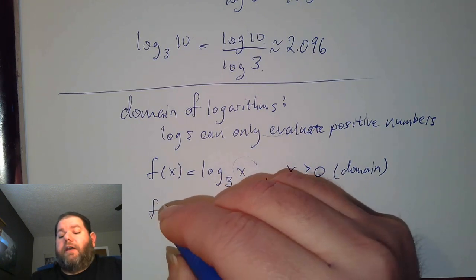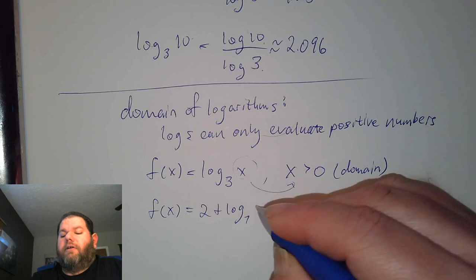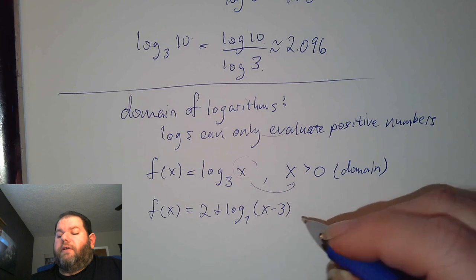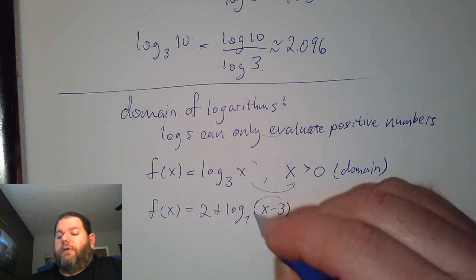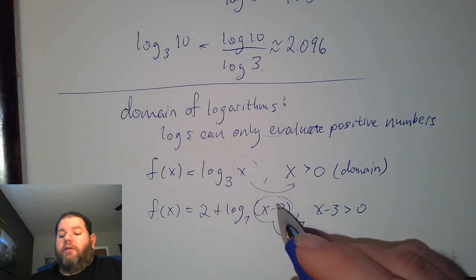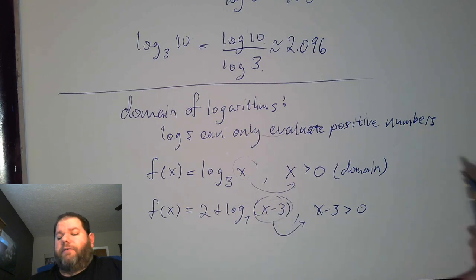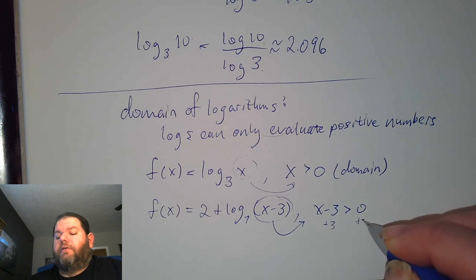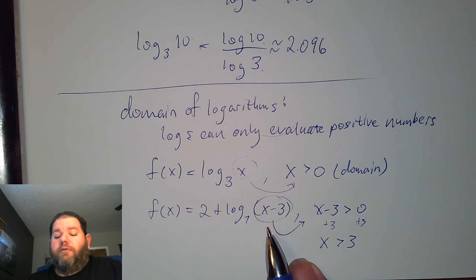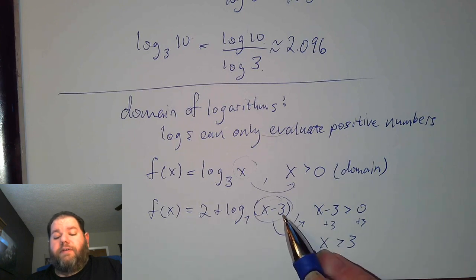So if we have instead 2 plus log base 7 of x minus 3, in this case, to find the domain, we take x minus 3 and say that has to be greater than 0. Whatever follows the logarithm in the argument has to be greater than 0. And we just add the 3 over. We'll say x has to be bigger than 3. So for this function, we can only plug in a value of x bigger than 3 in order for this to have an actual answer.